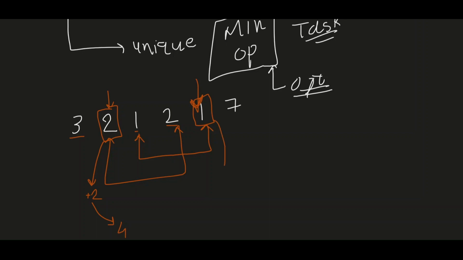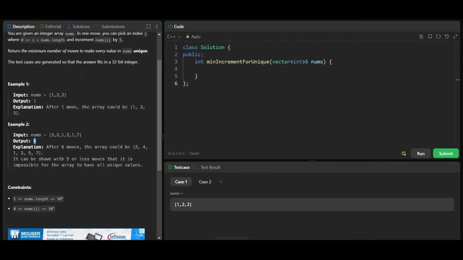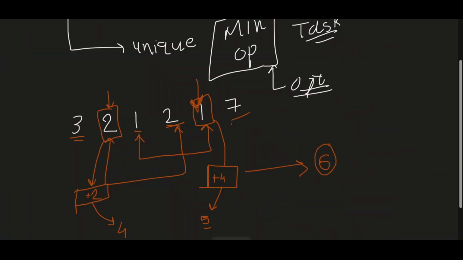Now 4 is in the array. Then you have to increase the 1 till 5, so that is plus 4. The element becomes 5. Now you can see that there is 1 2 3 4 5 and 7. All elements in the array are unique. So what is the number of operations required to do this? The number of operations is plus 2 and plus 4, so the number of operations to do this is equal to 6. Let us say it is correct or not.